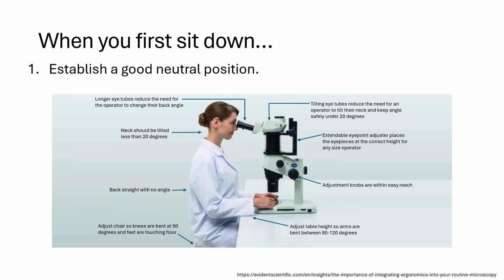When you first sit at the microscope, you'll want to ensure you are in a good neutral position. Take care to ensure your head and neck are well aligned with your spine. You may need to adjust the eye tube length, height, or angle to ensure that the neck is tilted less than 20 degrees. Adjust the chair height and table height so that the knees are at a 90-degree angle and feet are touching the floor, and your arms are at a comfortable 90 to 120 degrees and can easily reach the adjustment knobs.